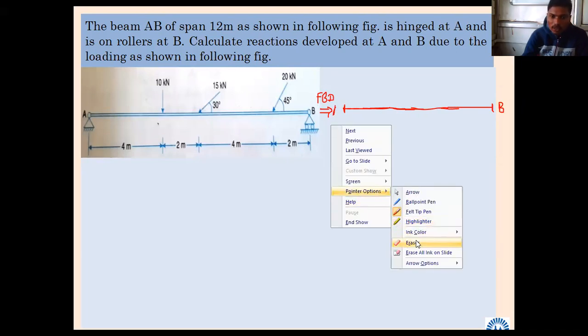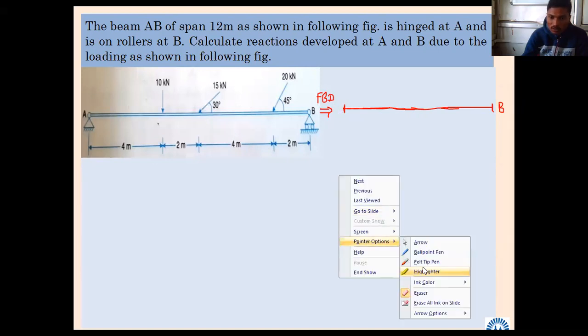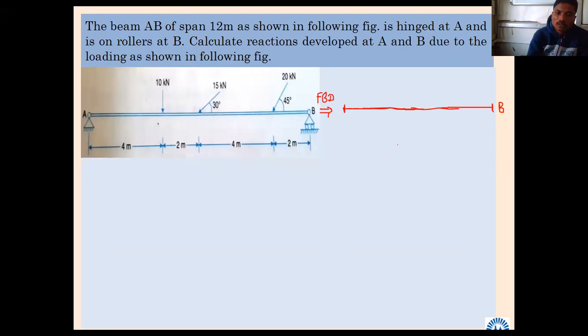Read the problem statement carefully. Don't make hurry. First read it, understand what is given, and then go for next. At point A, which type of support? It is given in the problem statement. It is hinged at A and the support is on roller at B. Which type of support is there at point B? Roller support.